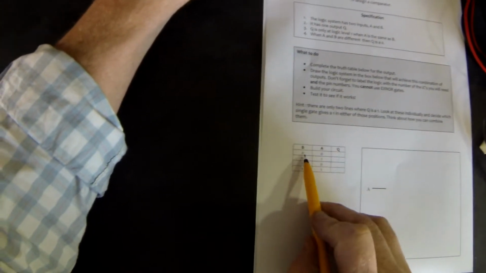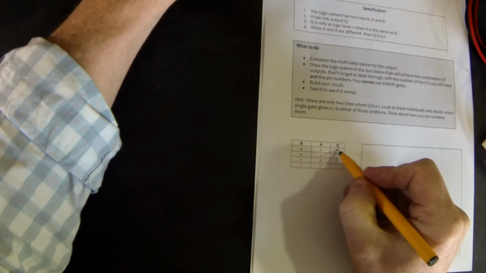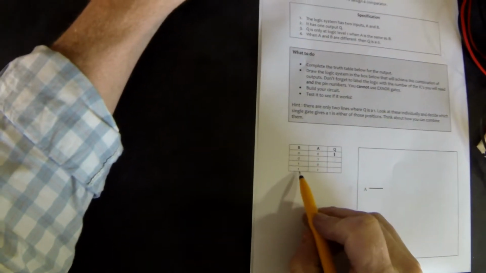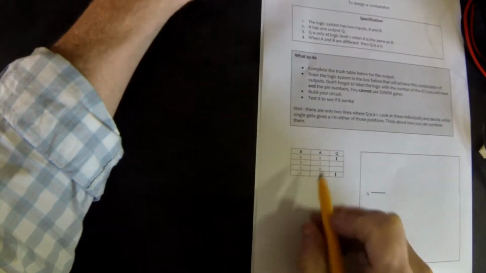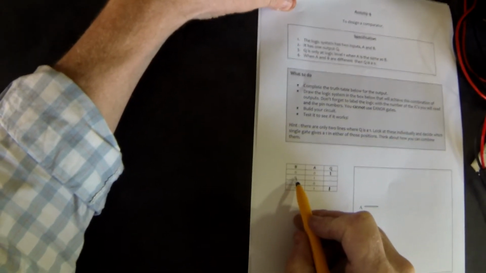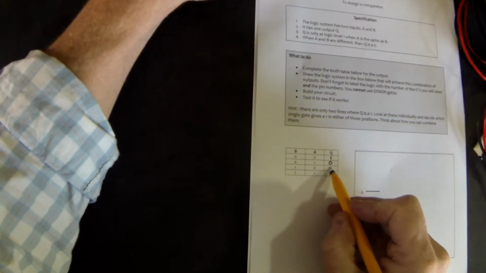So first of all, let's fill in our truth table. So Q is only at logic 1 when A is the same as B. Well, where is A the same as B? Here they're both zeros, so Q is a 1. Here they are both 1s, so Q is a 1. And when A and B are different, then Q is a 0. Here they're different, and here they're different.